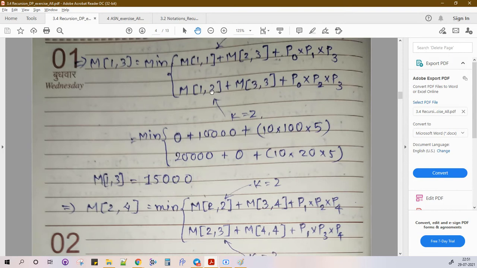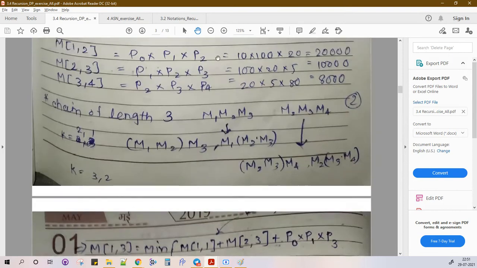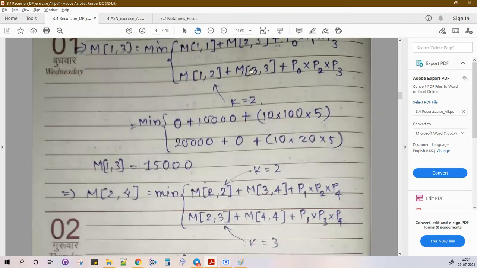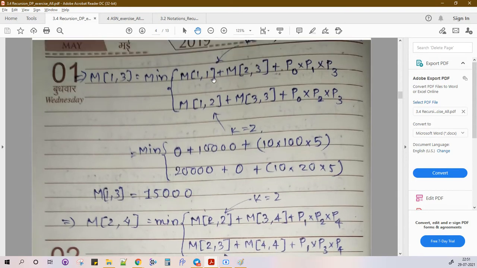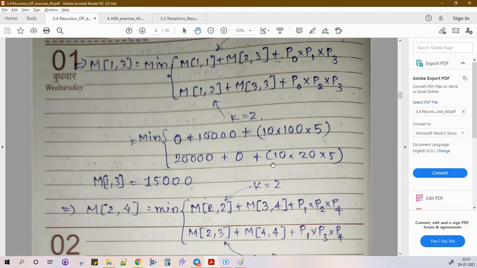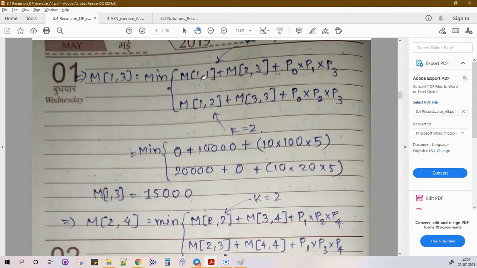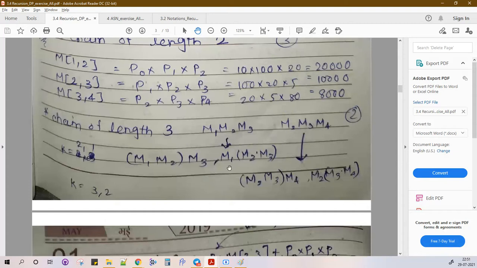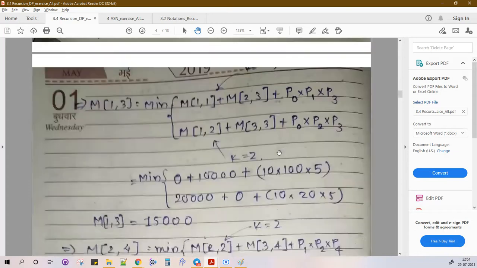Okay. M12 we already calculated here. 20,000 plus 0, M33 is 0, plus the cost of multiplying both. And if you take the minimum of both, it is nothing but 15,000. If I take k equal to 1, I am getting 15,000, right? So this is good. If I take k equal to 1, M1, M2, M3 is good. If I group the last two.